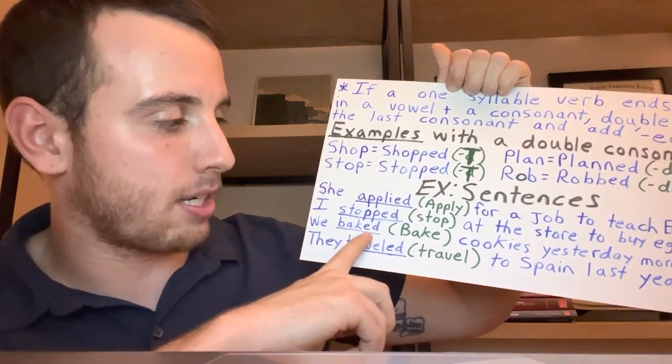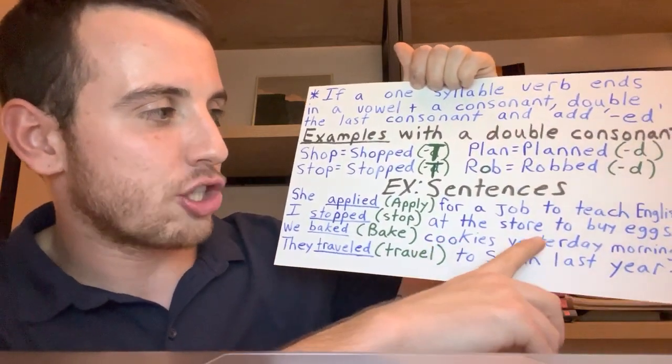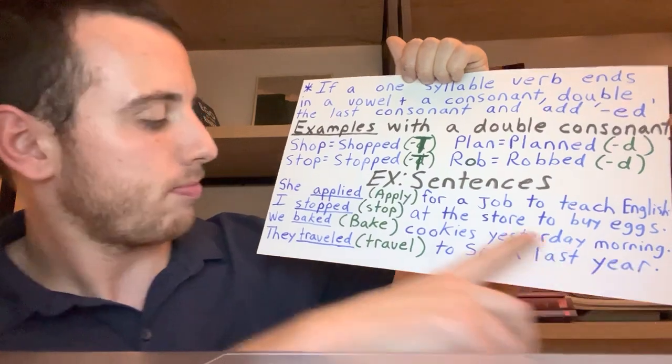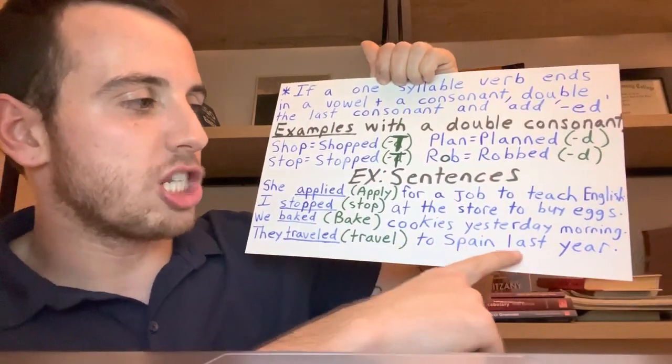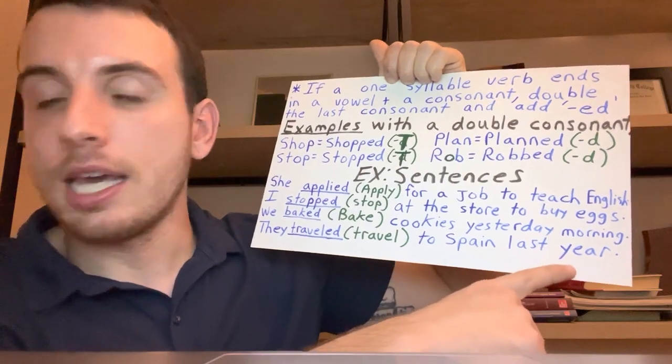We baked cookies yesterday morning. They traveled to Spain last year. Those are examples of regular verbs. These verbs have written rules so you know how to transform the verb to make it into the past tense.